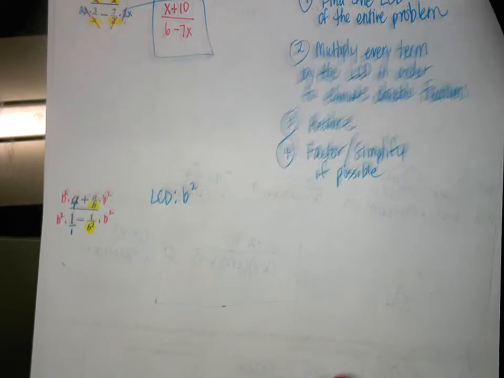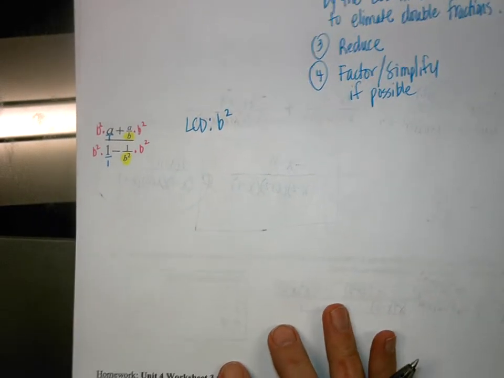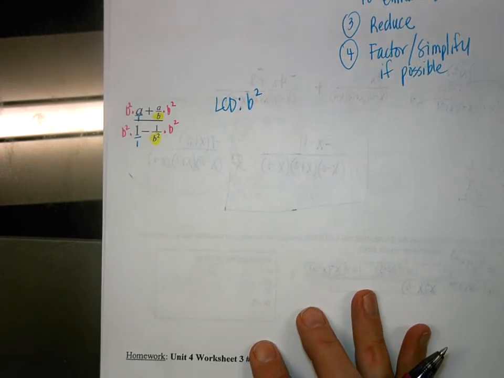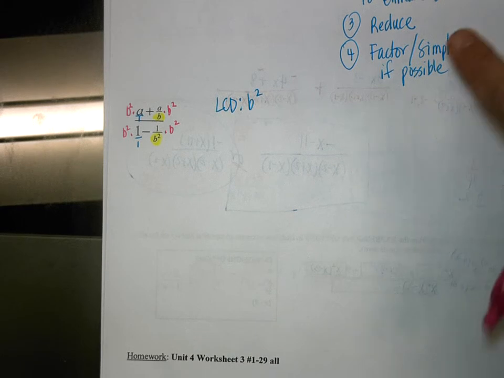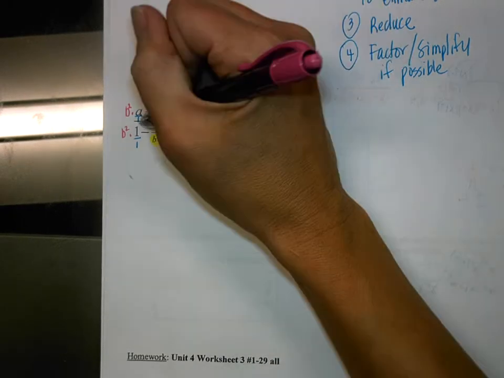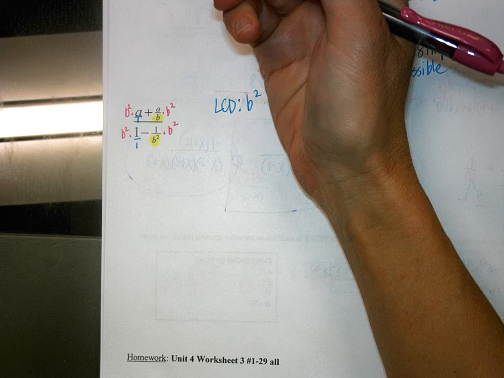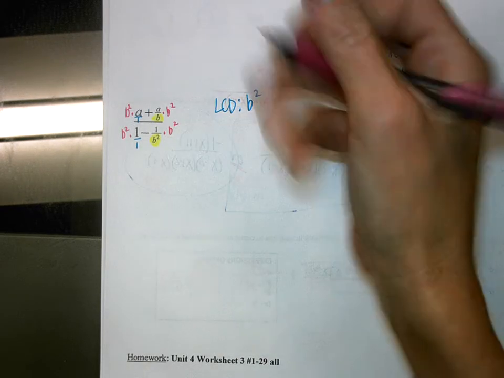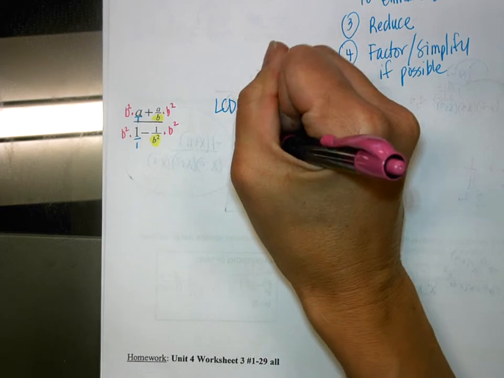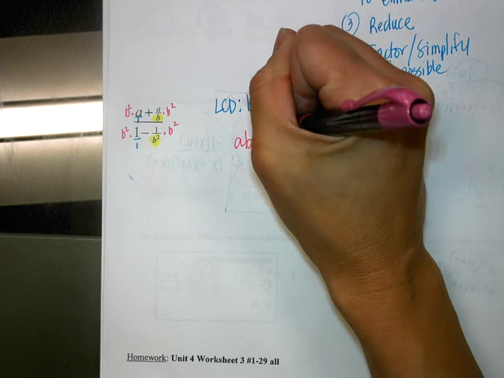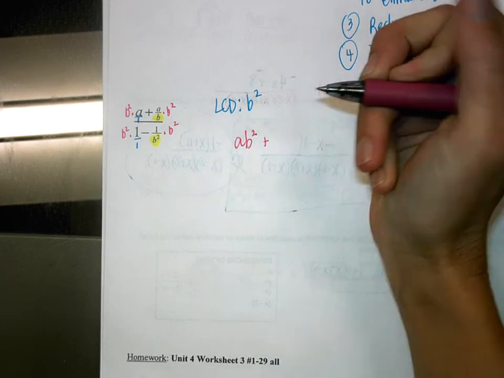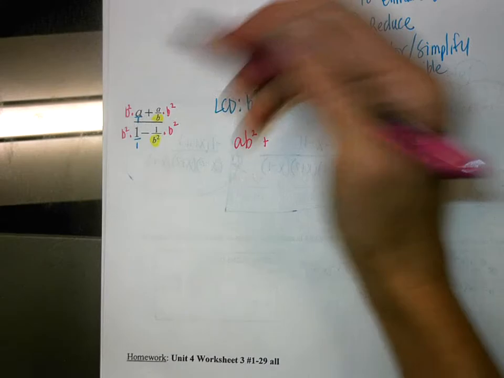Okay, I'm going to move this up now so we can see this a little better. Okay, and now step 3 is reduce. Do I reduce anything? Does 1 reduce with anything? No. So I just multiply those together, but I'd write them in order. And so that is AB squared. Plus sign. Now what? A squared.